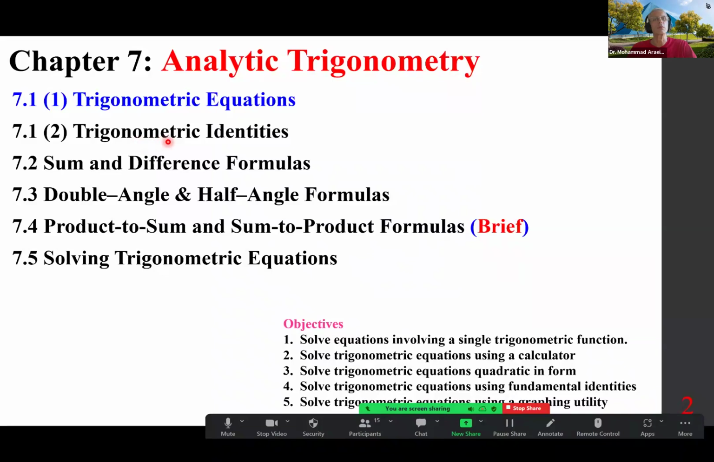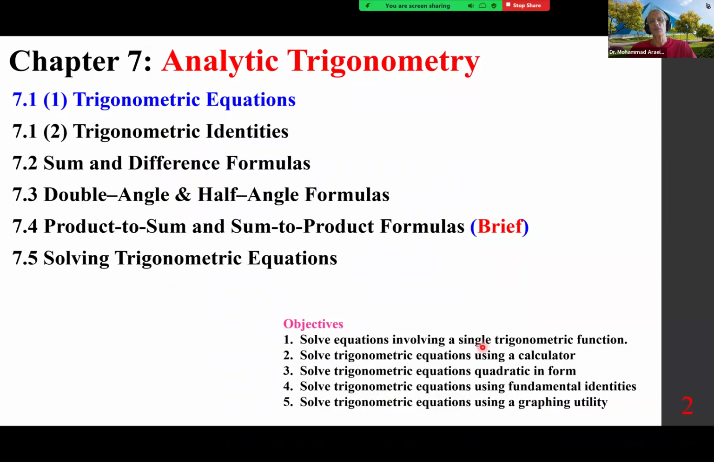We're going to continue with trigonometric identities, sum and difference formulas, double angle, half angle, product to sum to product, and solving more trigonometric equations. The objectives are: solve equations involving a single trigonometric function using a calculator, using quadratic in the form, solving trigonometric equations using fundamental identities, and solving them using a graphing utility.